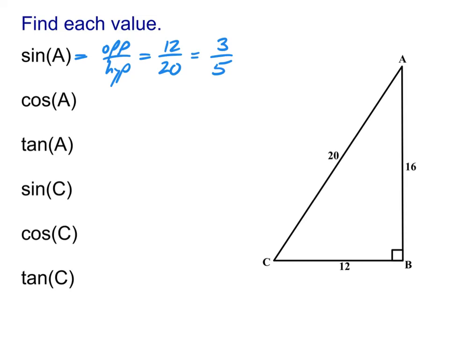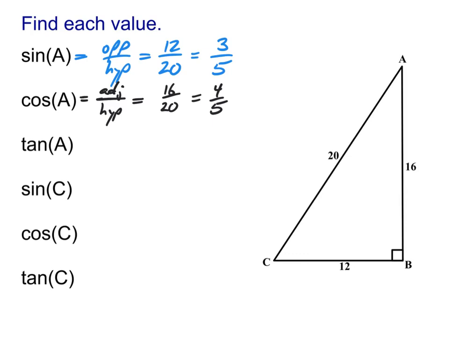All right, for the next one, cosine. Our definition of cosine, remember SOHCAHTOA, C-A-H. So cosine is adjacent over hypotenuse. And so I'm again going from angle A. And so the adjacent is 16. And the hypotenuse is still going to be 20. So it's going to be 16/20ths, which reduces down to be 4/5.